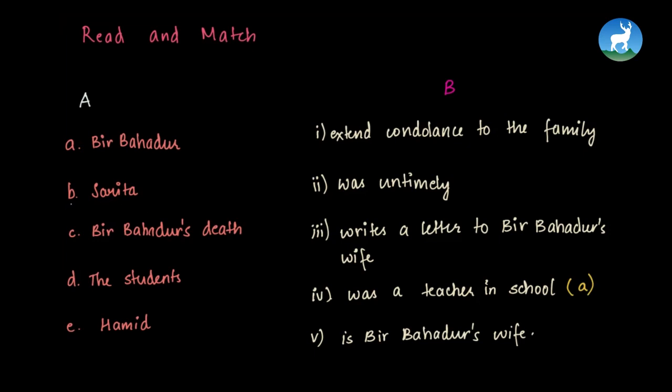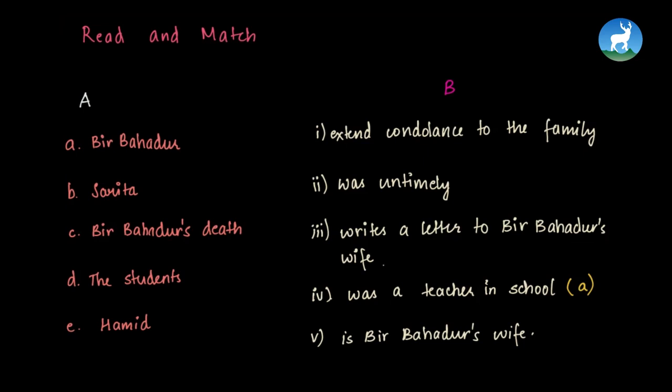Now, the second point in column A is Sarita. Sarita extend condolence to the family. No, the students are extending condolence, not Sarita. Sarita was untimely. This sentence does not make any sense too. Sarita writes a letter to Bir Bahadur's wife. No, Sarita does not write a letter to Bir Bahadur's wife. Instead, Sarita is the wife of Bir Bahadur.